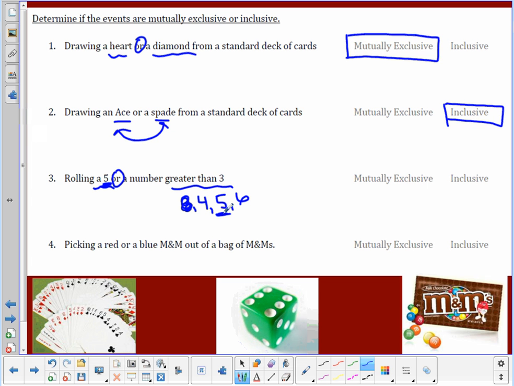I can't do that, that's not okay. So I have to call these inclusive events. These are events that have crossover, okay? So then number 4, picking a red or a blue M&M out of a bag of M&Ms. Now we're going to assume that all M&Ms are solid colored. They're not multicolored. So red or blue would be mutually exclusive because there's not an M&M that's red and blue at the same time.